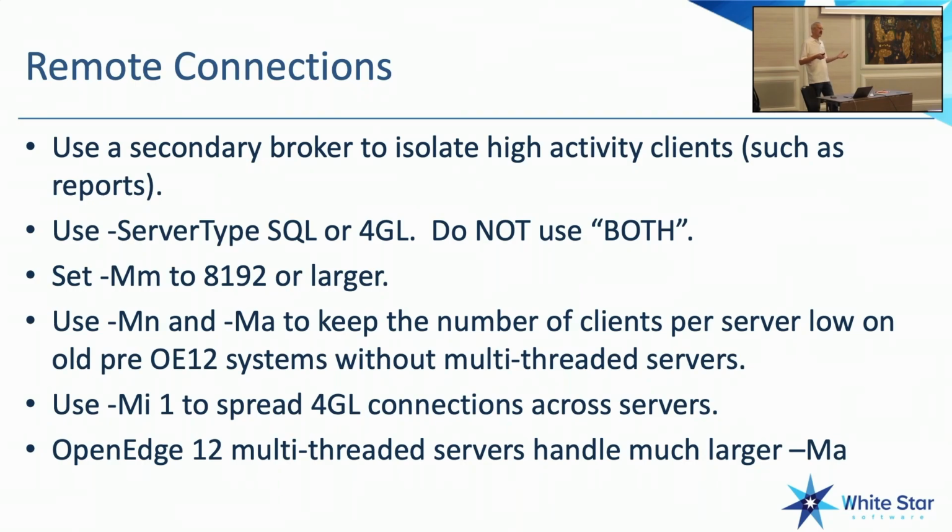But with a for each, Progress can take and bundle up those records and put them in a big message and send you a whole bunch of data all at once. And that's great, that's really fast. A lot less motion in the ocean there. So you want to have a pretty large message size. 8,000 or larger is pretty good for that. You want to spread connections around and use the multi-threaded servers if you can.